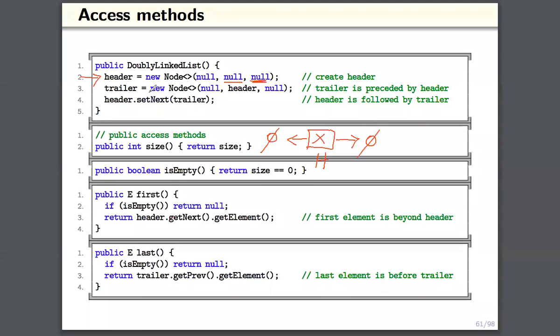Next, trailer. Trailer creates a new node. The information is null, and the previous pointer is a header, right? And the next pointer is null. But if you look at this, this is not fixed, right? The next pointer of header should be set to this trailer.